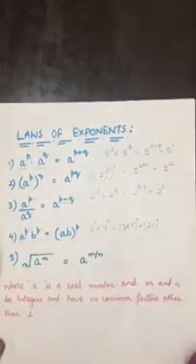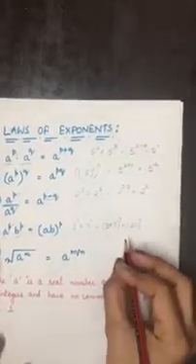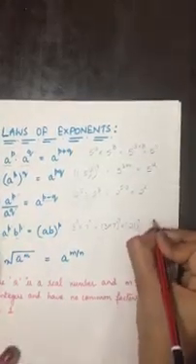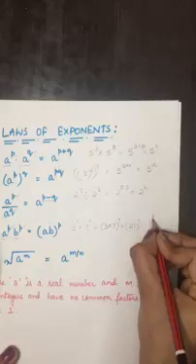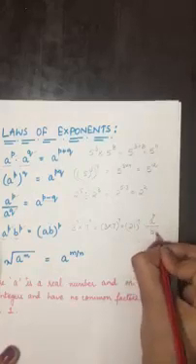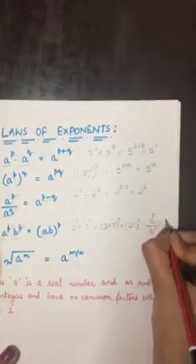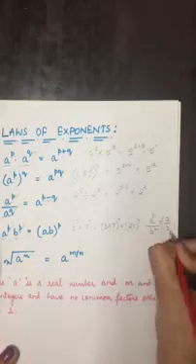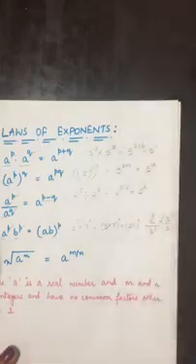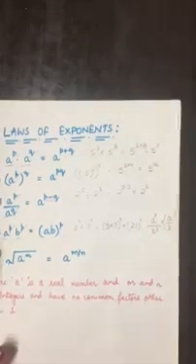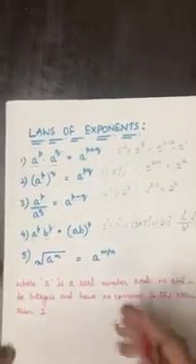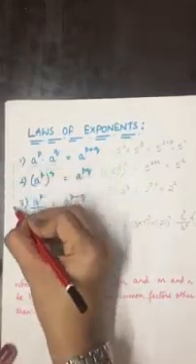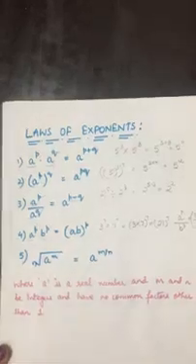The same you can apply in division also. How? a raised to the power p by b raised to the power p is (a by b) raised to the power p. Take out the power common and divide your bases. Now these four laws you have already done and you are familiar with them.